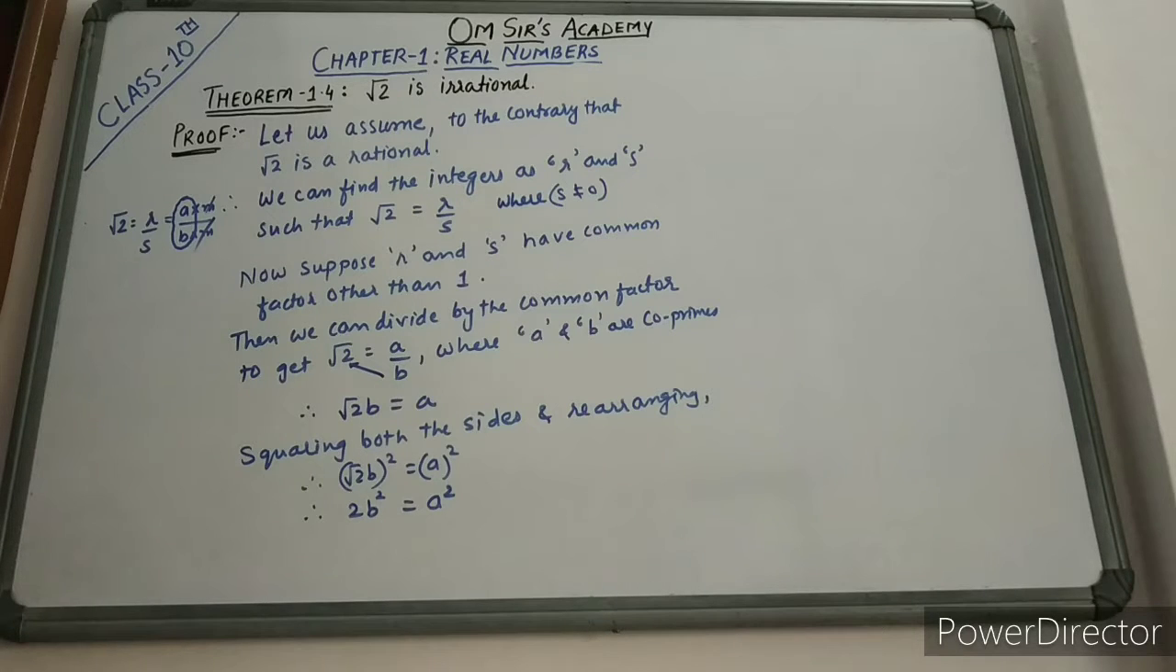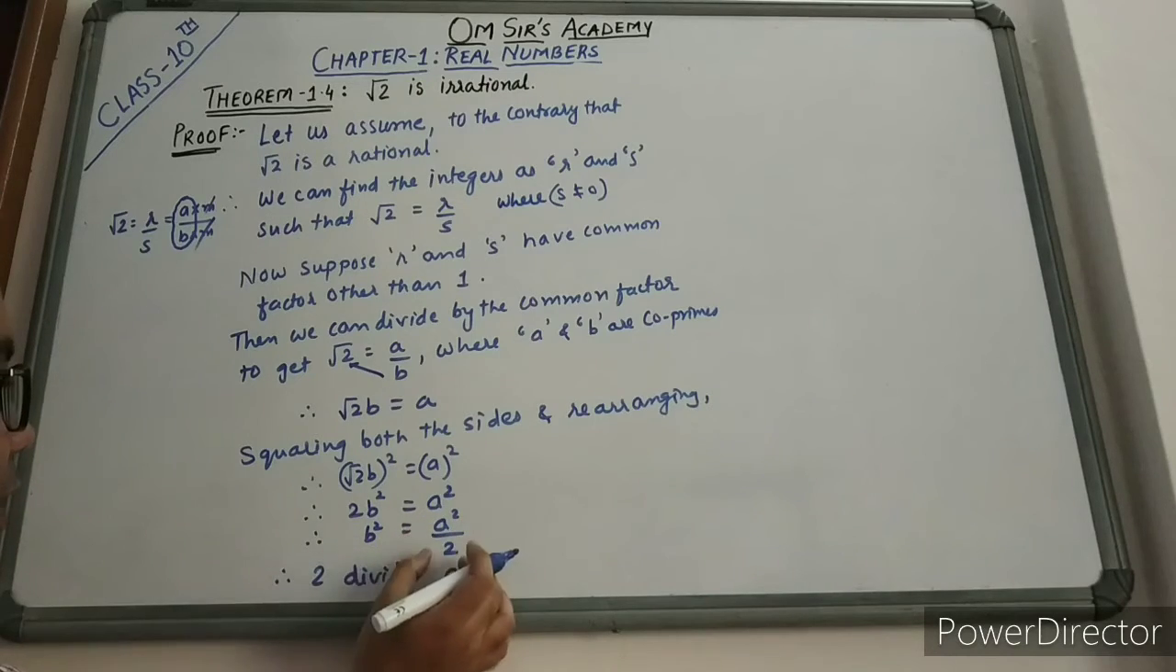Okay, so if this 2 comes this side, then it will be what? b square equals a square upon 2. That is a square divided by 2. Is it clear? So we can say therefore 2 divides a square. 2 divides a square. Is it clear friends? Now by theorem 1.3 it follows that 2 also divides a.